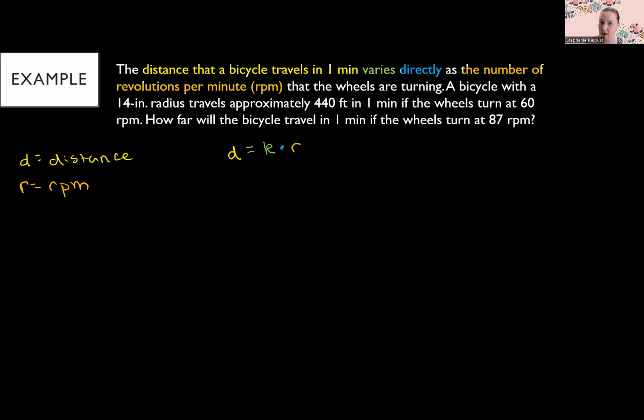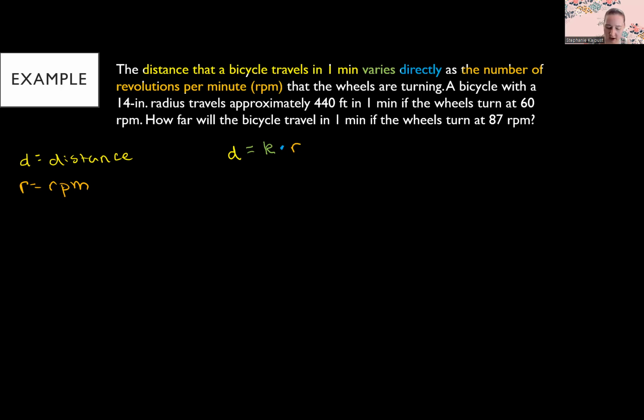Second sentence: a bike with a 14-inch radius travels approximately 440 feet in 1 minute if the wheels turn at 60 RPM. So notice they give us a 14-inch radius, but that's not one of our unknowns. That first sentence didn't say anything about the radius of the bike, so we don't need that. That's just an extra piece of information that is not necessary for a model because it was not part of that first sentence. So we can just ignore the 14-inch radius.